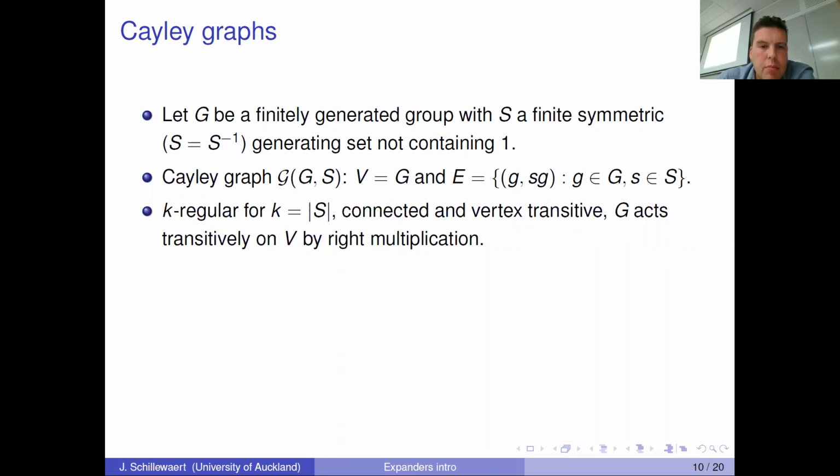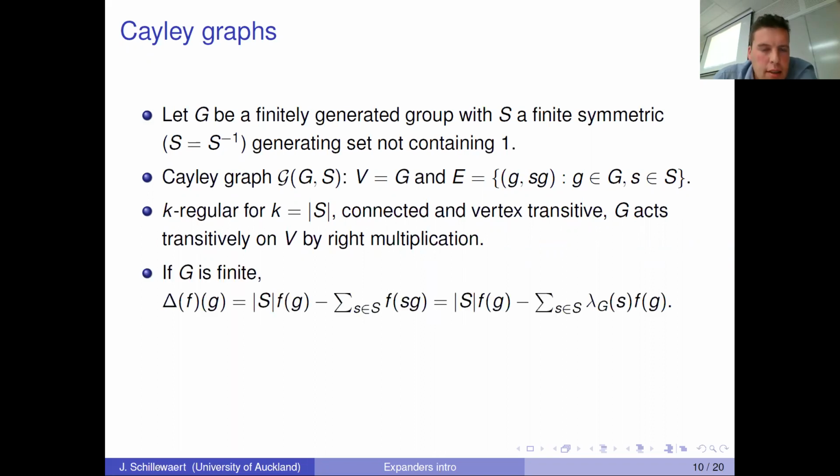It turns out it's immediate: if K is the size of S, so if you have K elements in your set S, then of course you will have K neighbors because the edges are of the form g, sg. So by varying s over the set S, you get K neighbors. It's connected and vertex transitive. You can see that because G acts transitively on the vertex set by right multiplication. If I multiply with h on the right, then my new edges become gh and then sgh.